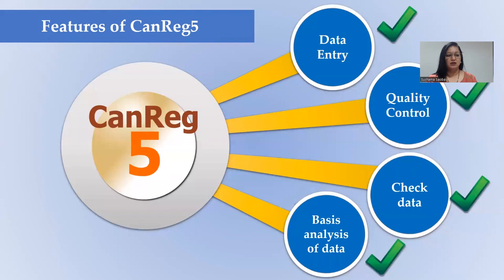CanReg5 is a software which has been developed by the IACR, which is the International Association for Cancer Registries. Now, what does CanReg allow us to do? It allows us to enter the data, check the quality of the data, store that data, and allows us to do certain basic analysis on the data.